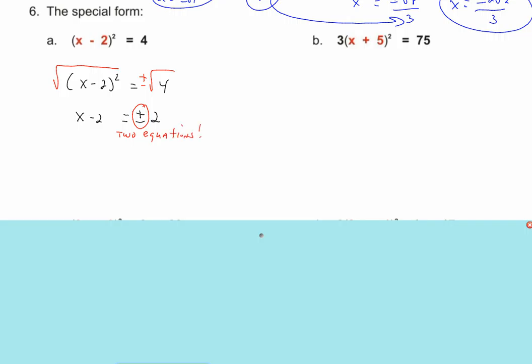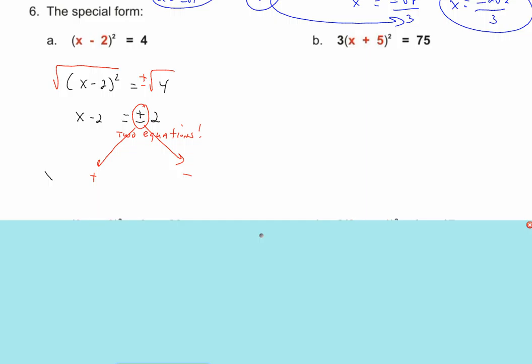And you have to remember to do this. In one of those equations, you're going to put the plus sign. In the other equation, you're going to use the minus sign. So let me just be clear here.